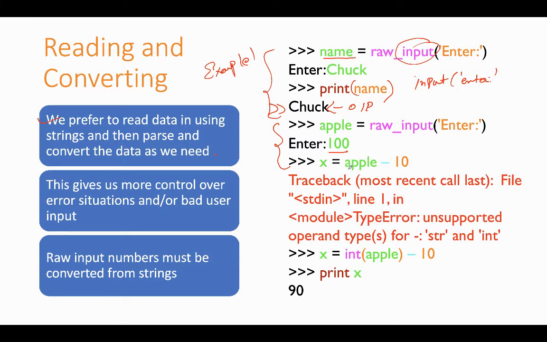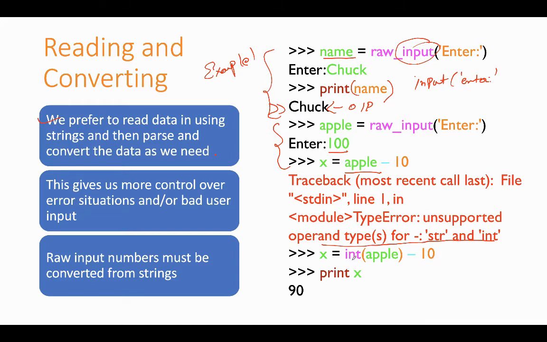It leads to an error now, because you have read the input but you are not converting it; you are directly using it in your expression. The error you may expect is unsupported operand type for string and integer. How to solve this problem? x equals int(apple) minus 10.